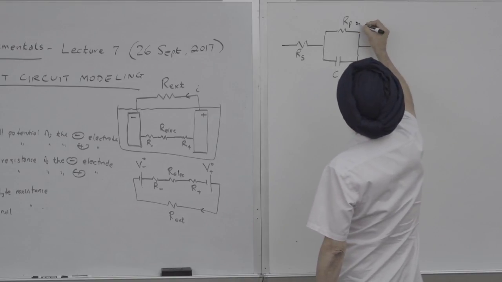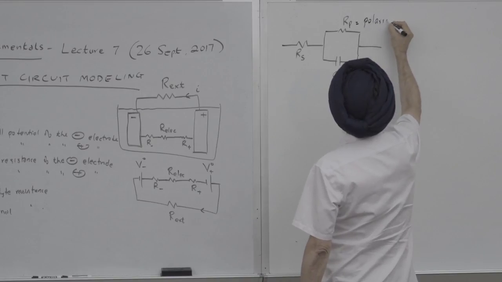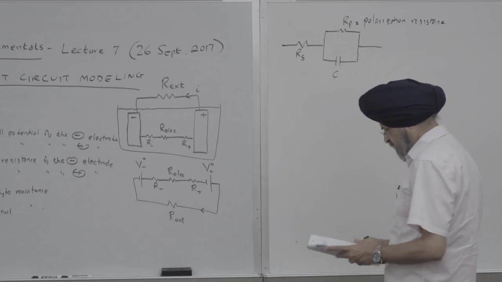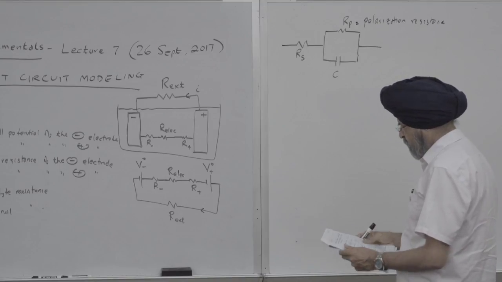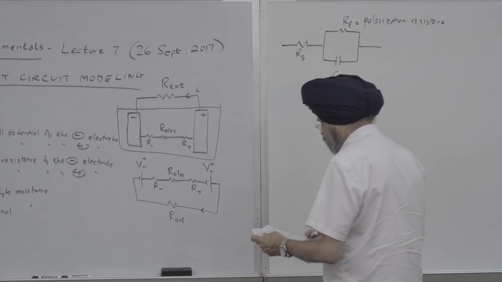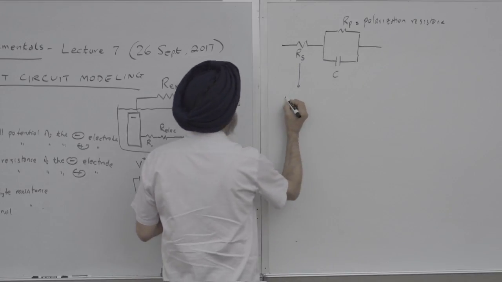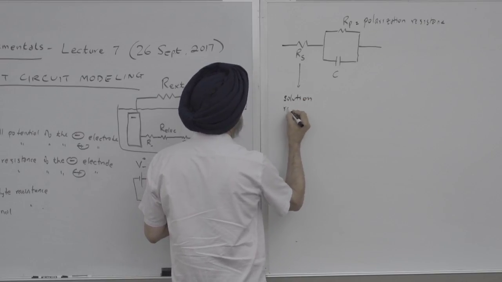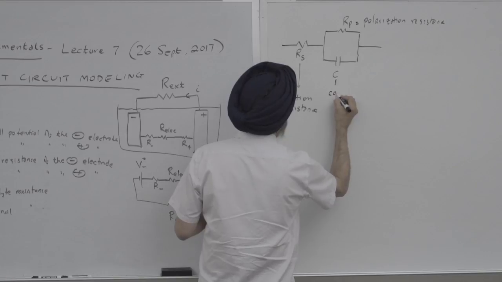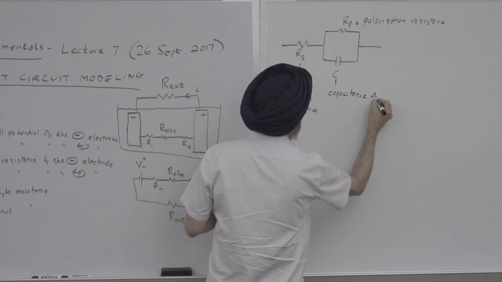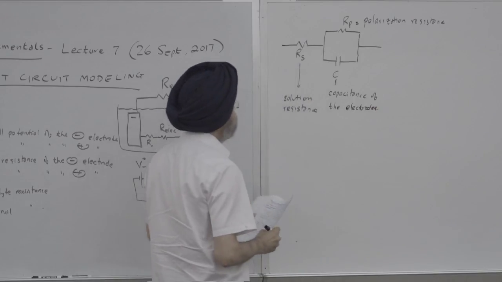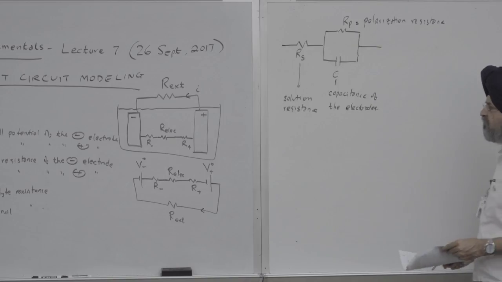This RP is called polarization resistance, and RS is the series resistance. That has to do with the resistance of the electrolyte, so the solution resistance, and the C is the capacitance of the electrodes, the electrode surfaces. So this is the simplest RC circuit that we can use to represent the cell.